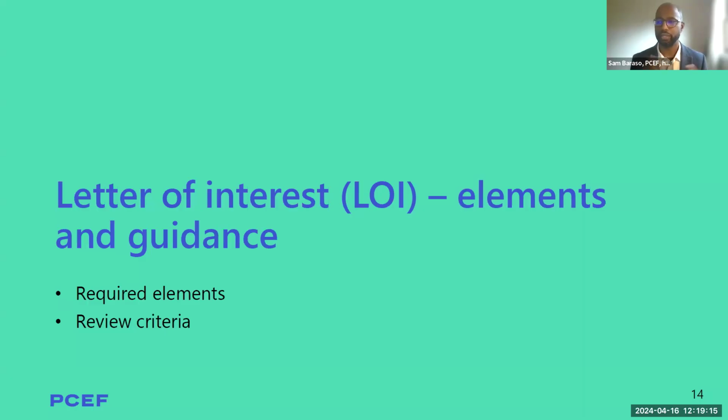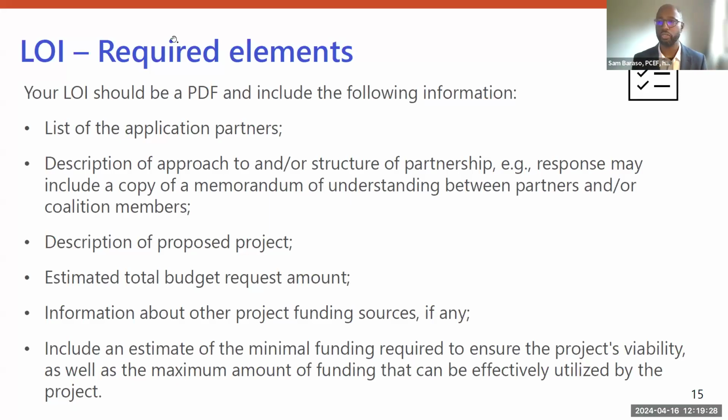All right. So next set of slides, and we'll jump to Q&A after this, is just going to talk about some of the required elements of the letters of interest and then some guidance. And that guidance relates to just some information on the review criteria. So letters of interest should be a PDF and include the following information. List of your application partners, a description of the approach to and/or the structure of your partnership with your co-applicants. An example is that a response may include a memorandum of understanding, an MOU, between the partners and/or coalition members to describe how they work together, how they're making decisions together in their collaboration.